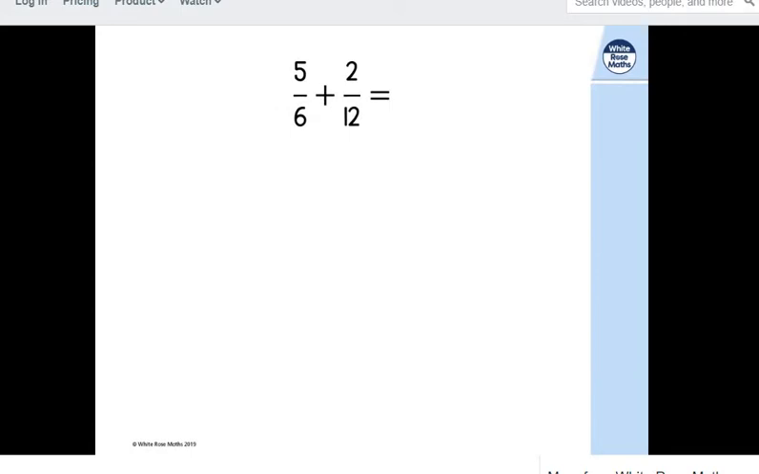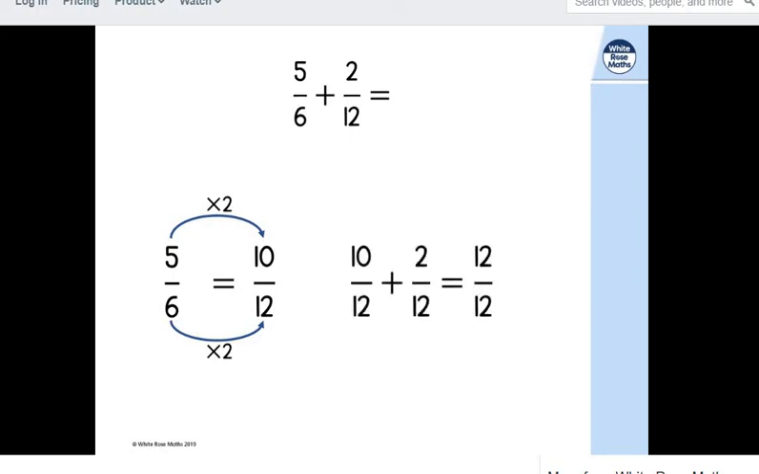What about if we got a bit more abstract and we started using numbers in a different way? Well, I can see that 5/6 is equivalent to 10/12. I've multiplied the numerator and denominator by the same number, in this case 2. So I get the common denominator of 12. So 10/12 plus 2/12 is equal to 12/12, or 1.